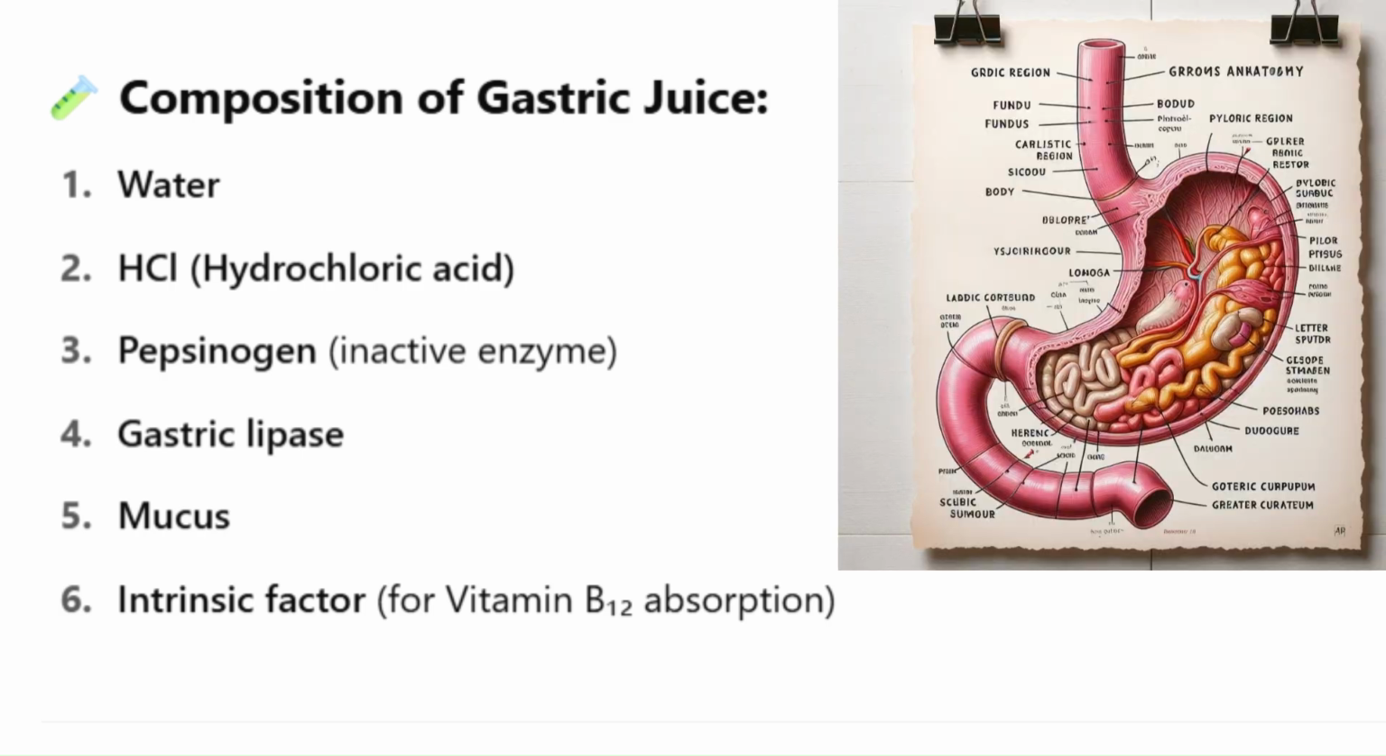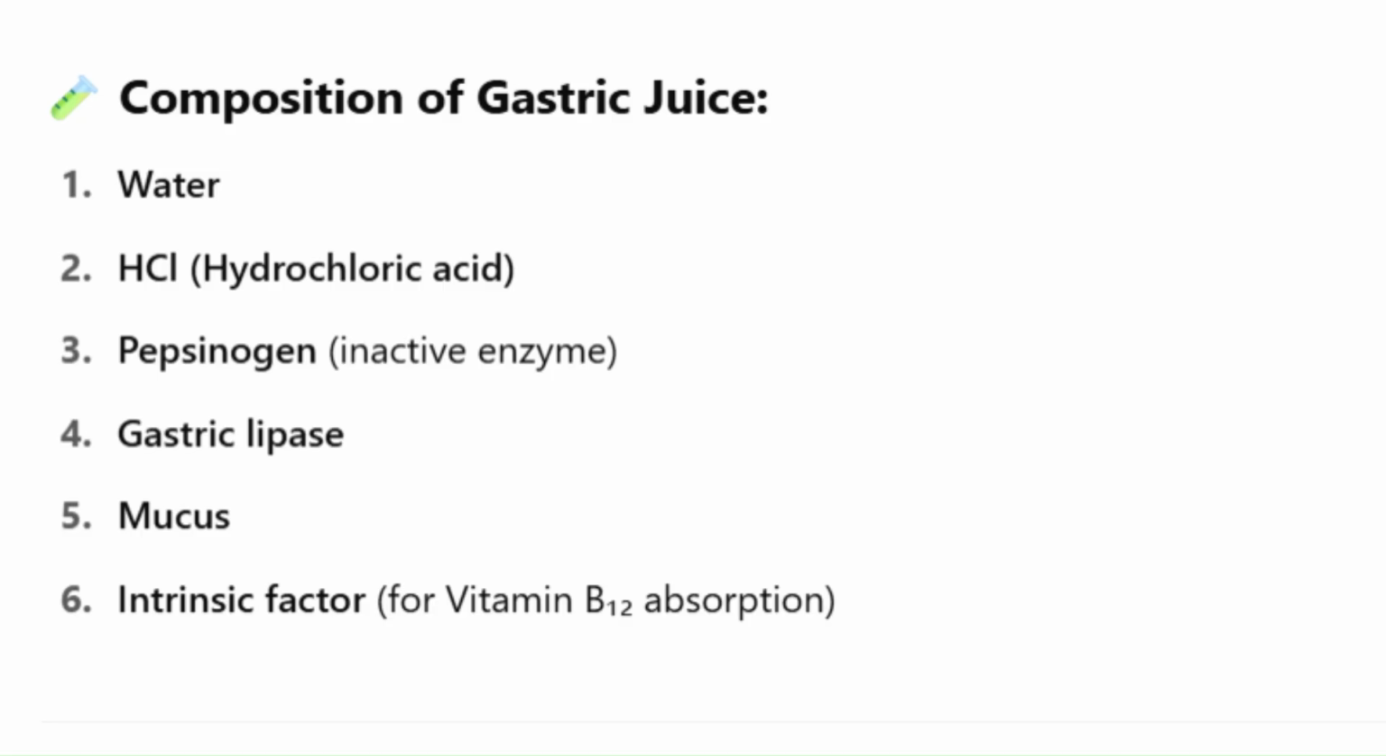Composition of gastric juice. Water. 1. HCl, hydrochloric acid. It kills bacteria and makes food acidic by changing pH. 2. Pepsinogen, inactive enzyme, which is activated in acidic pH under the effect of HCl and digests protein from food. 3. Gastric lipase. 4. Mucus. It will line the inner wall of the stomach and protect it from the HCl effect. 5. Intrinsic factor, for vitamin B12 absorption.